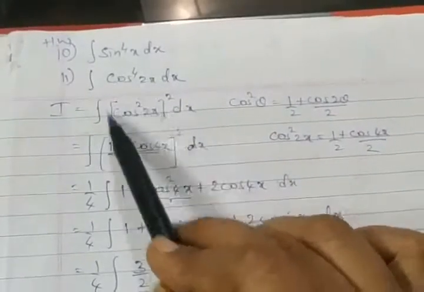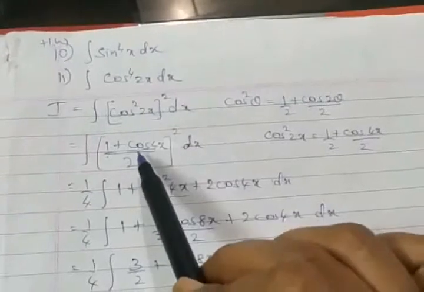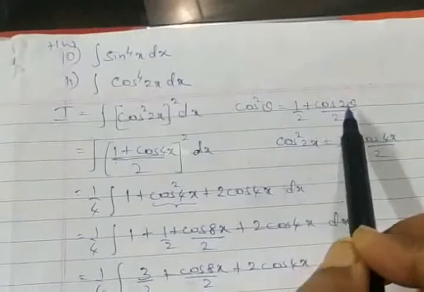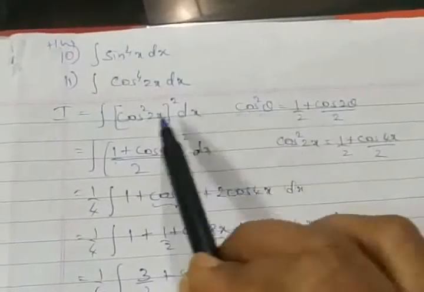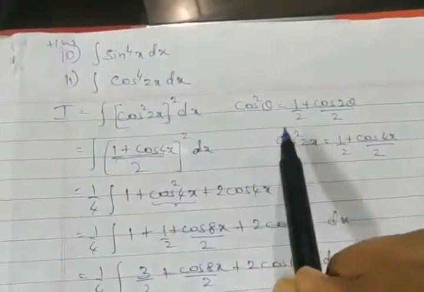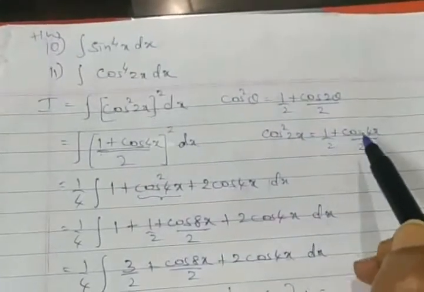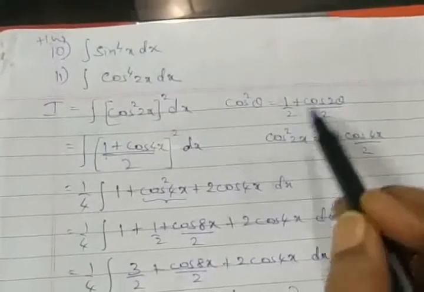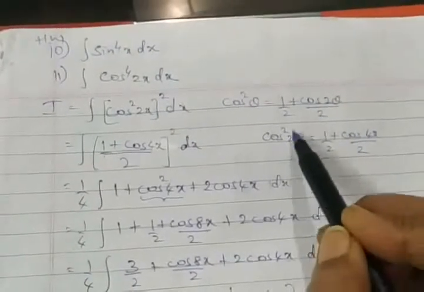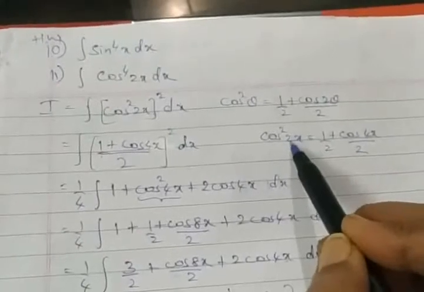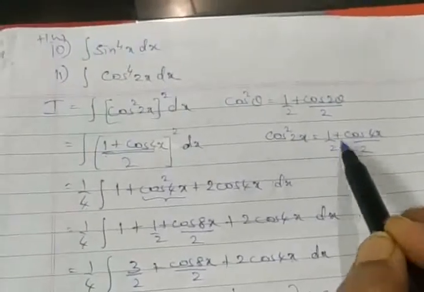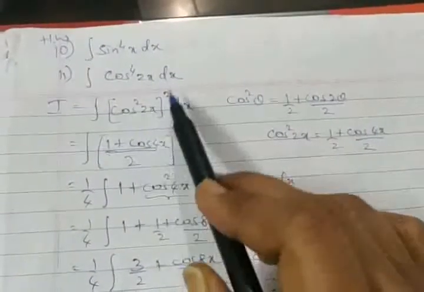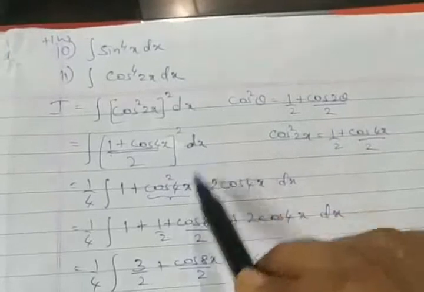So here we have cos square whole square, keeping the 2x as it is. Now how to go for cos square? Cos square theta, we have the formula 1 plus cos 2 theta by 2. Then what does cos square 2x become? It is 1 by 2 plus cos double theta, where theta is 2x, so double 2 times 2 is 4x, by 2. Put this result here. We have 1 plus cos 4x by 2 as it is whole square with respect to x.